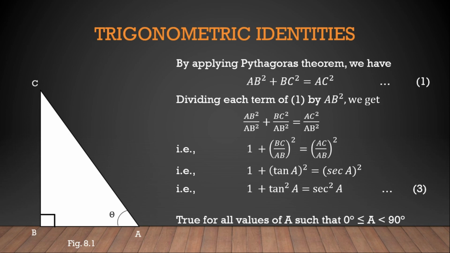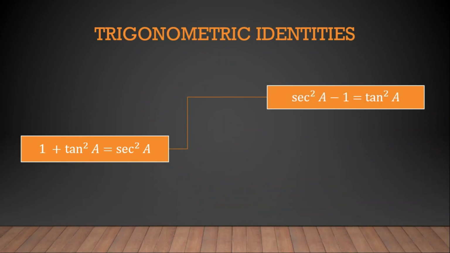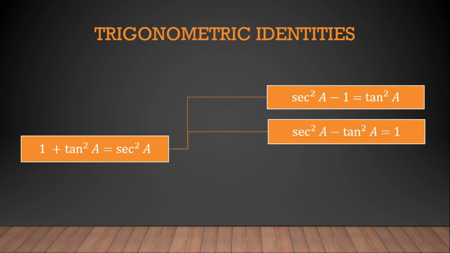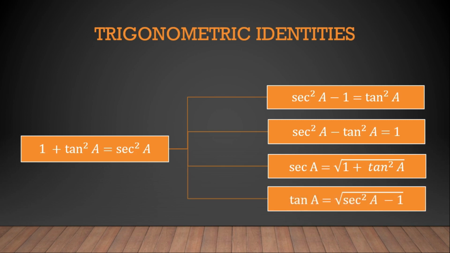Now let us see how many more equations can we make from this equation. Equation 1: sec² A minus 1 is equal to tan² A. Equation 2: sec² A minus tan² A is equal to 1. Equation 3: sec A is equal to root over 1 plus tan² A. And 4th, tan A is equal to root over sec² A minus 1. We also know that tan A is equal to sin A by cos A and sec A is equal to 1 by cos A. Now try to write this identity in terms of sin A and cos A yourself.